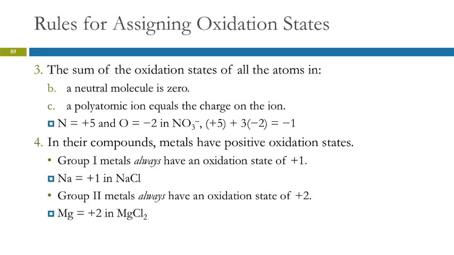In their compounds, metals have positive oxidation states. They're always going to have positive charges. Group 1 metals are always +1. Group 2 metals are always +2, just like their charges.